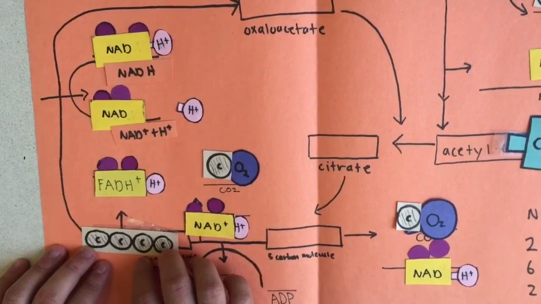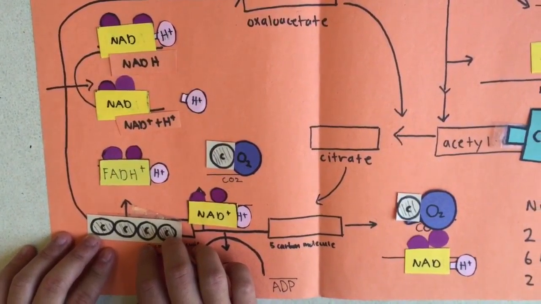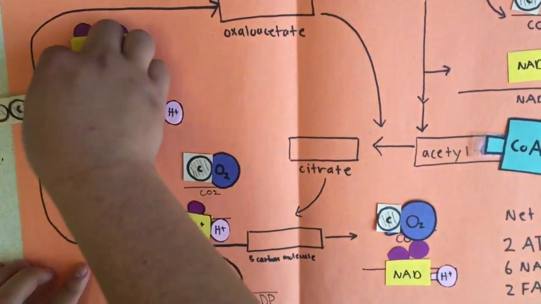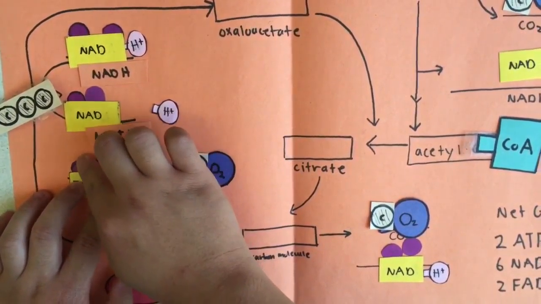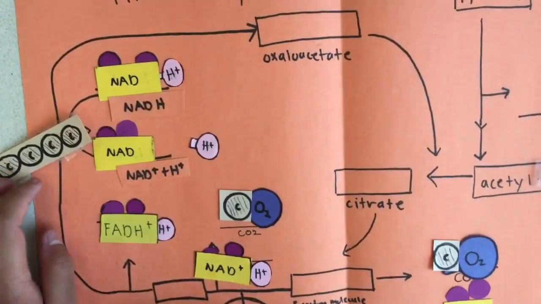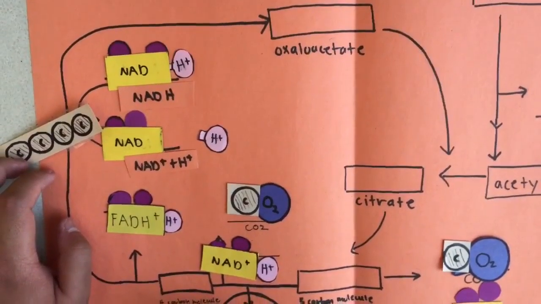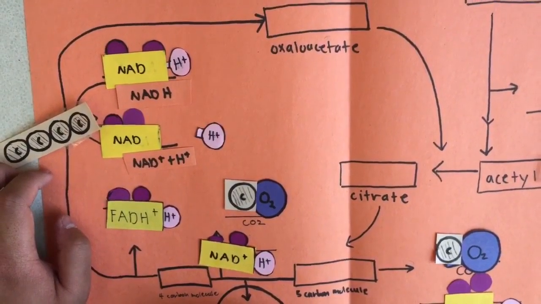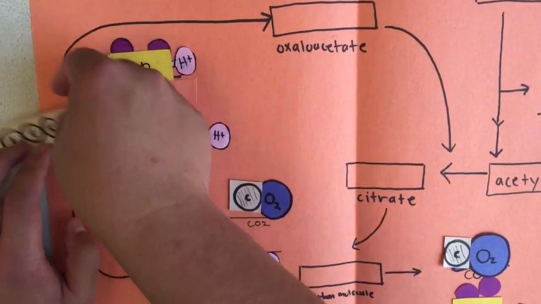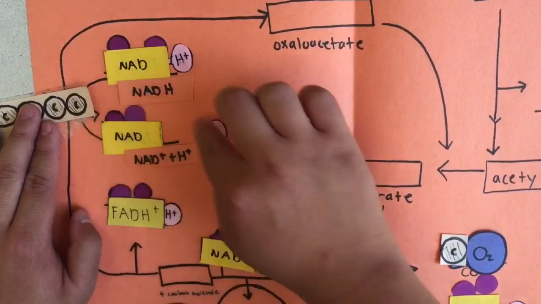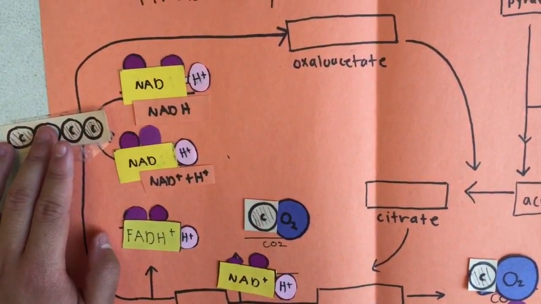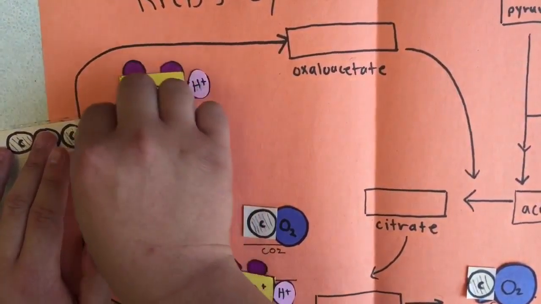The 4-carbon molecule then gets oxidized, and the electrons are transferred to FAD, where it is reduced and becomes FADH2. The 4-carbon molecule then gets oxidized again, and the electrons are transferred to another NAD+ molecule where it gets reduced to NADH. Oxaloacetate is regenerated and the cycle repeats.